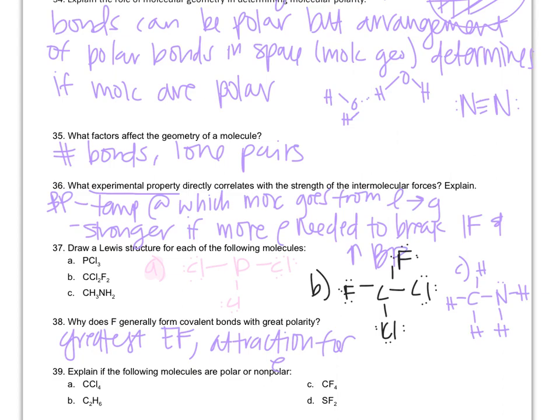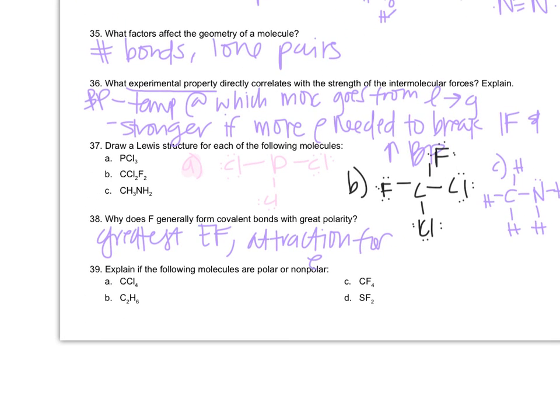Okay, and then the last one is talking about the molecules being polar or nonpolar. Not the bonds, the molecules. So in this case on A, if you think about it, it's not going to have any poles because of the tetrahedral shape, the chlorines aren't really going to be attracted to each other. So it's going to be nonpolar. This one's going to be nonpolar. Again, this one's going to be nonpolar. And this one's going to be polar because it's going to have more of a bent shape.